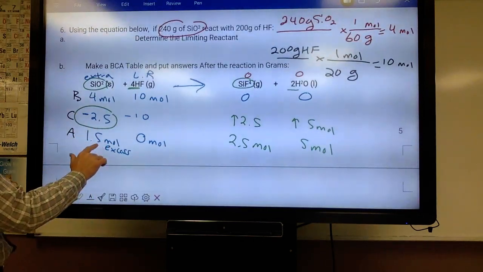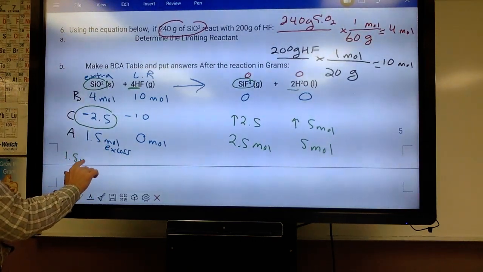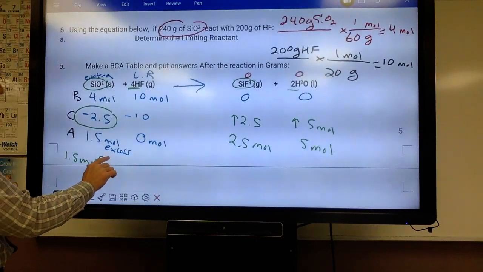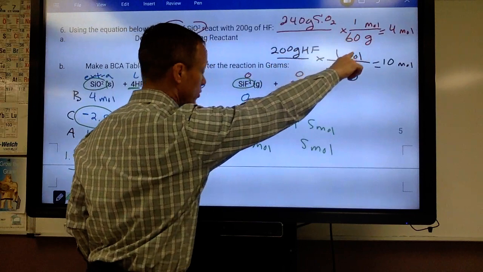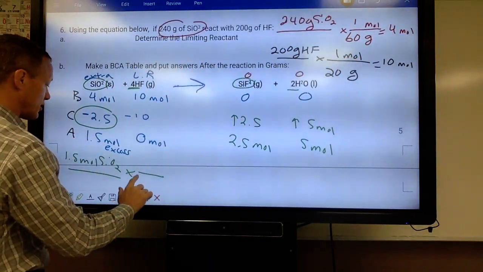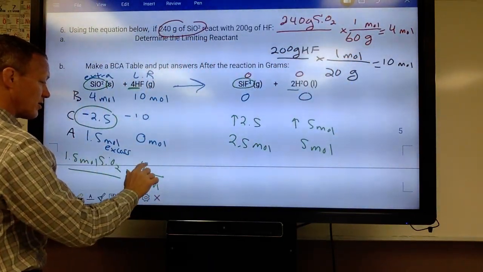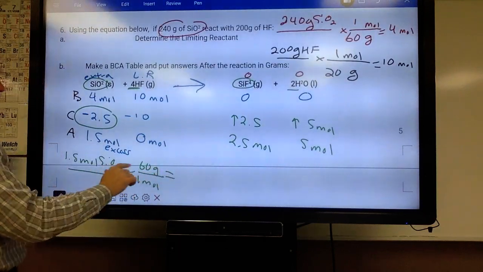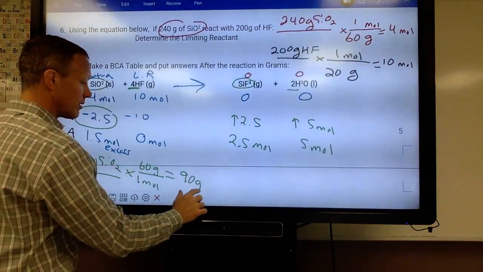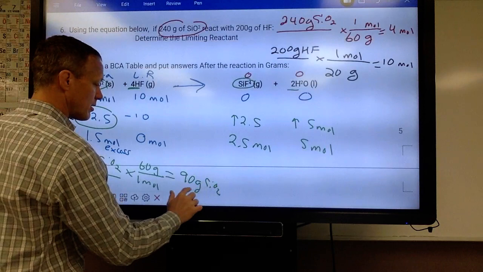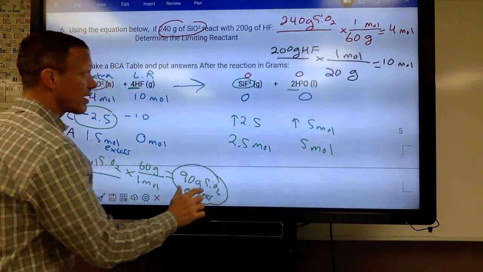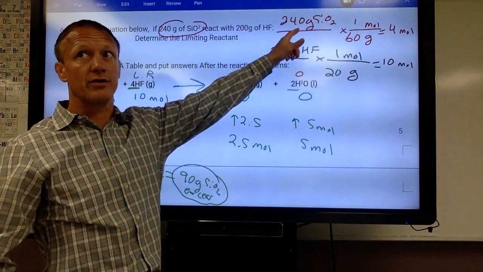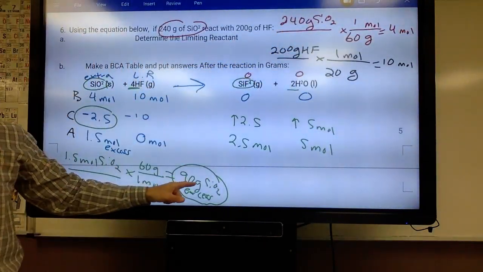So we need to turn this into grams. Just take your 1.5 moles of SiO2 and multiply it by what a mole weighs, which we know SiO2 weighs 60 grams per mole. So we'll just say a mole is 60 grams. 1.5 times 60 is 90 grams. That's your excess. That's how much excess is left over. Out of the 240 grams, we're using 150 of it. There's 90 left over.